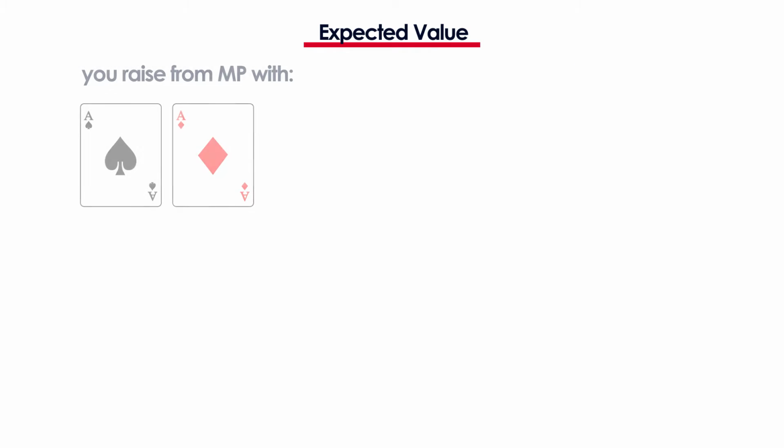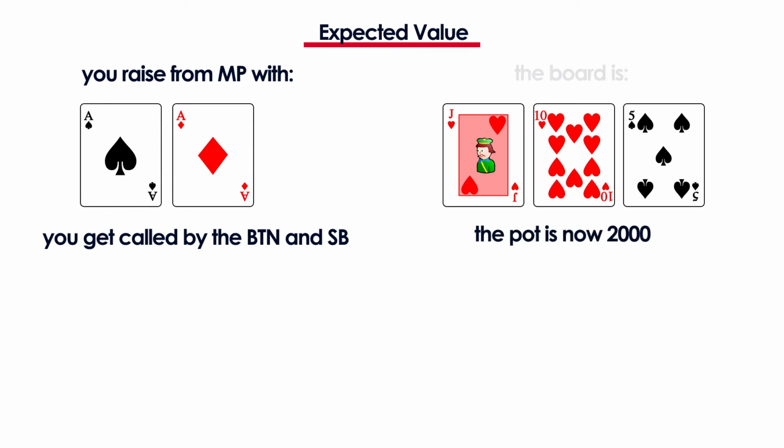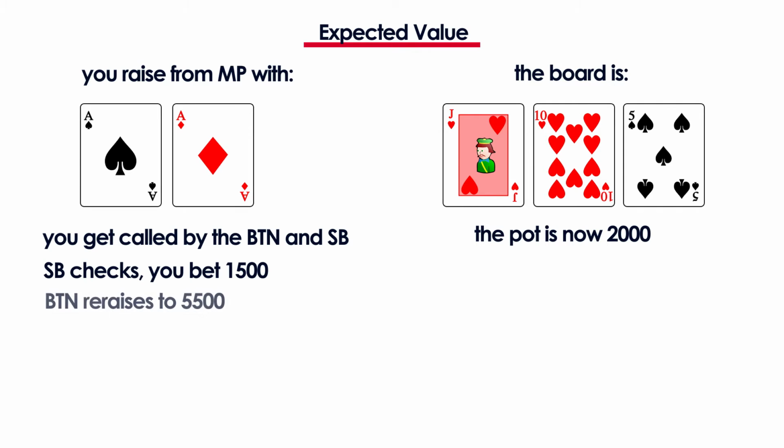You raise from middle position with aces and get called by the button and the small blind. The board comes Jack, 10, 5. Small blind checks and you bet 1500. The button, who is a loose aggressive player, raises to 5500. At this point, given your knowledge of the player, you put him roughly on the following range of hands.